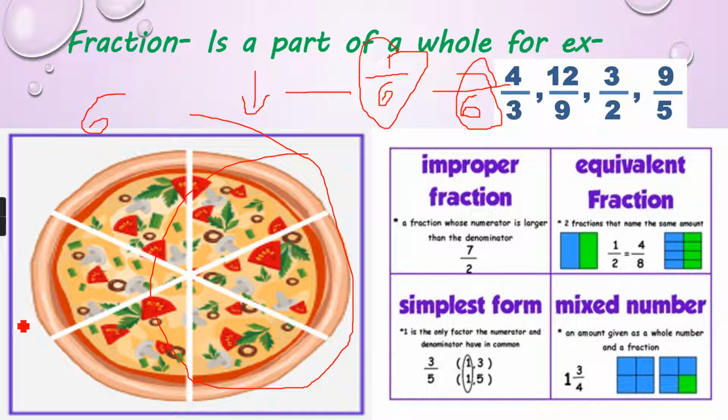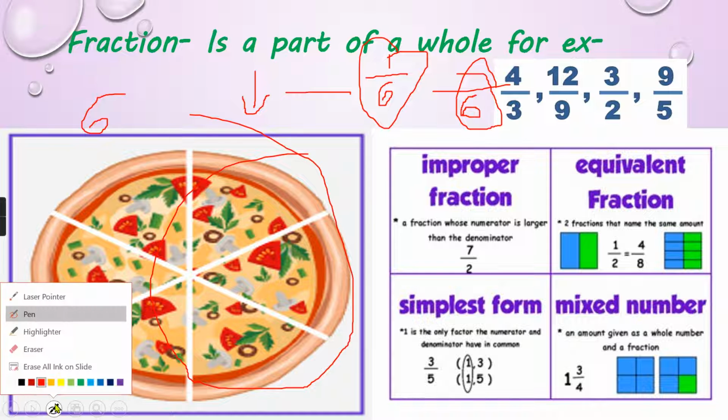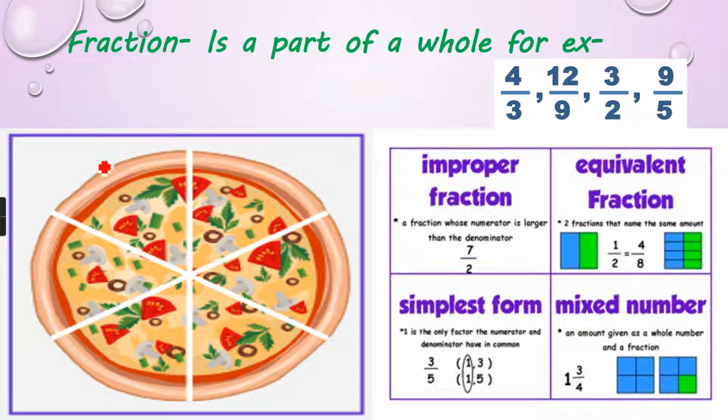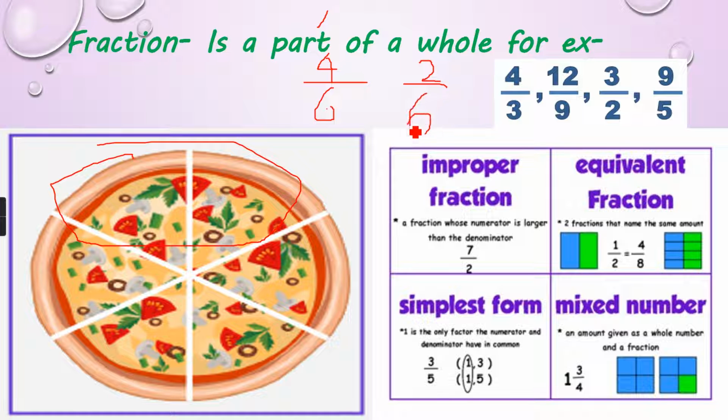So here, wait a second, let me erase it and let me explain you. Yes. So it means that I will get these 2 parts, and these 4 parts will be left. If they're asking how many is left, and you have to express this as a fraction, the same thing. Here you will see that 4 upon 6 is left and 2 upon 6 is finished. So like this is your part.